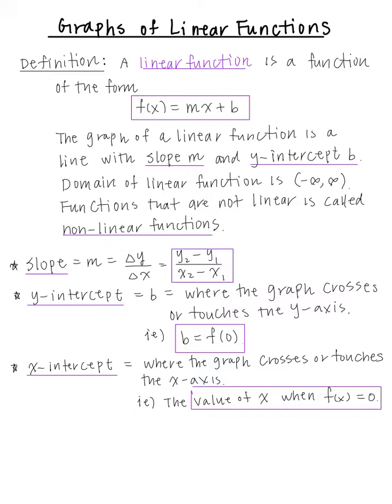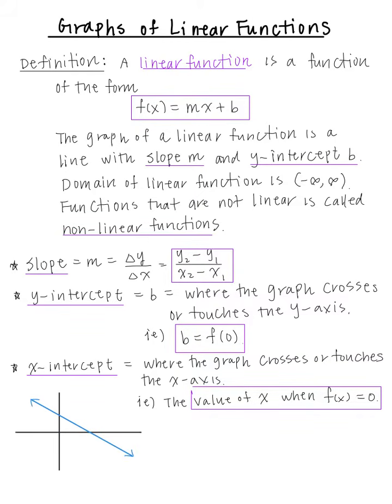Now let's go with the definition of the y-intercept. Y-intercept is denoted by b, so it's this b right here. So what is it? It's where the graph crosses or touches the y-axis, i.e., b is nothing but f evaluated at 0, which is the same thing as the y value when x is 0. Now the x-intercept is where the graph crosses or touches the x-axis, i.e., the value of x when f of x equals 0. So in this case, it's the value of x where y equals 0.